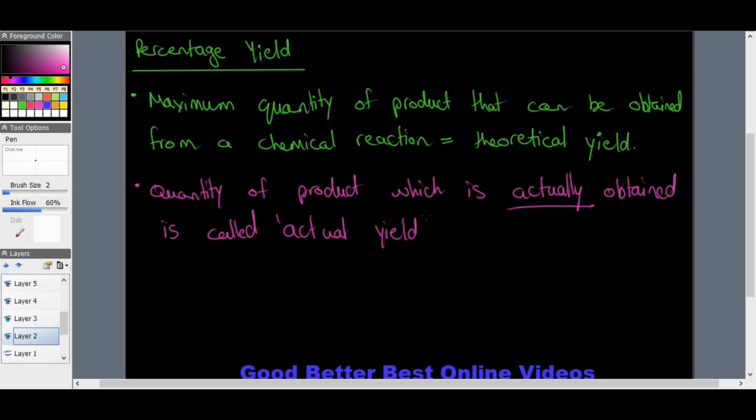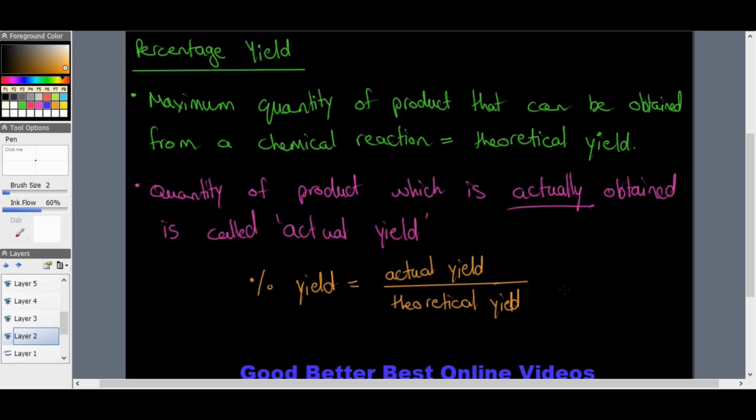And then we put together a formula for percentage yield, which I'm going to write in another color. We write the percentage sign and the word yield is equal to the actual yield, in other words, what we actually get, all divided by what we should have got theoretically, so by the theoretical yield. And then we multiply that, of course, by 100. Cool, so that's the formula for it.